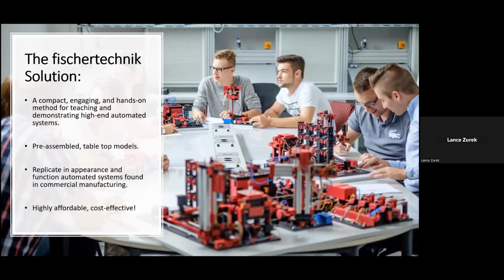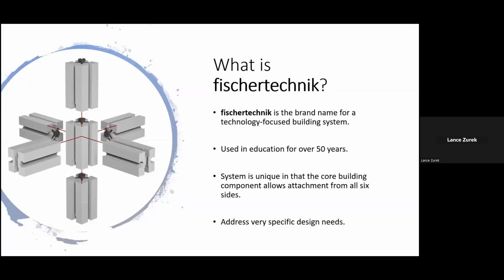And that brings us to the line of fischertechnik industrial simulation and training models. These models have been designed with the intent of providing a compact, engaging, and hands-on method for teaching and demonstrating high-end automated systems. The line of models consists of a series of pre-assembled small-scale models which are designed to replicate, in both appearance and in function, various automated robotic machines and systems that are commonly found in industrial and commercial manufacturing. But before we look at each of these models, I just want to provide you with a little bit of background about exactly what fischertechnik is, what it's about, where it came from.